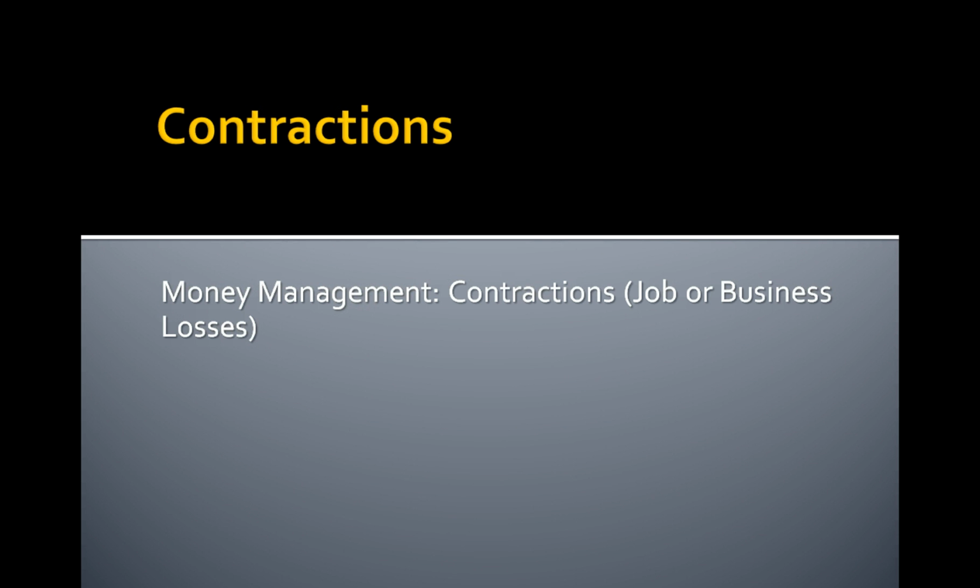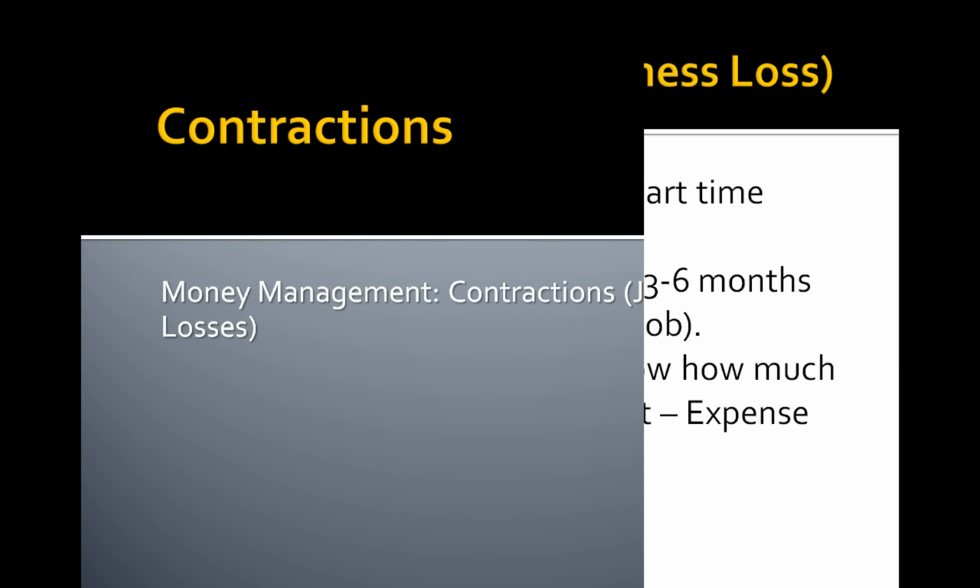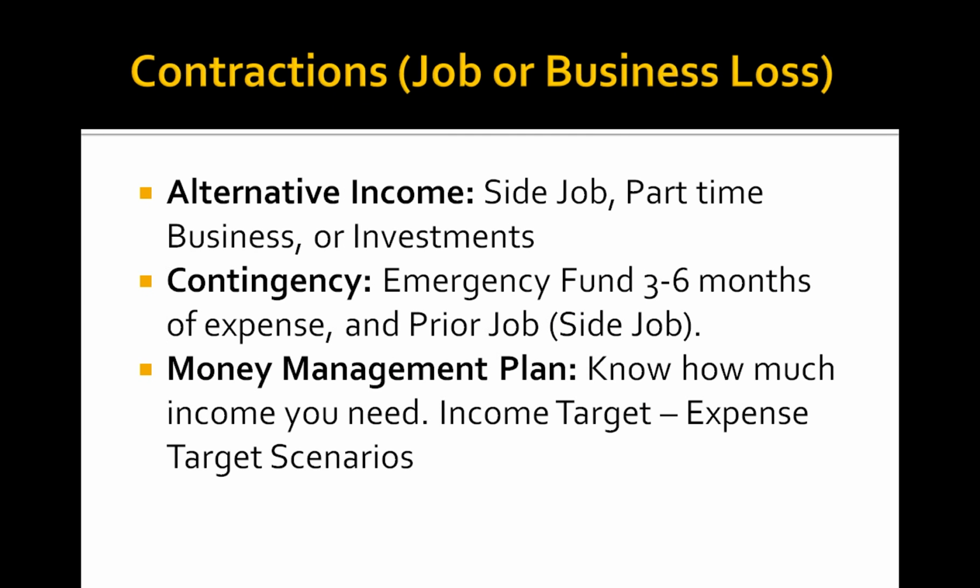What you'll notice about this one is it's the same one from what you need to do to avoid being on the losing side of a transaction. And when it comes to contractions, having alternative forms of income is definitely beneficial. If you have a side job, a part-time business, or some form of assets or investments that you can take money from, that can help mitigate some of the issues with the loss.